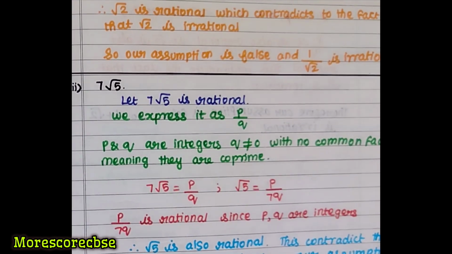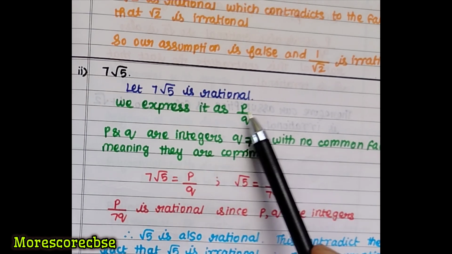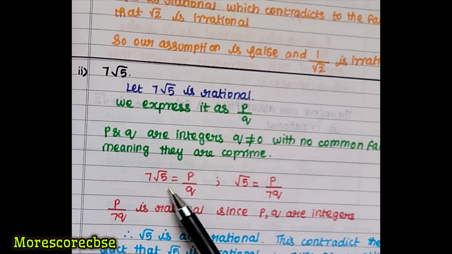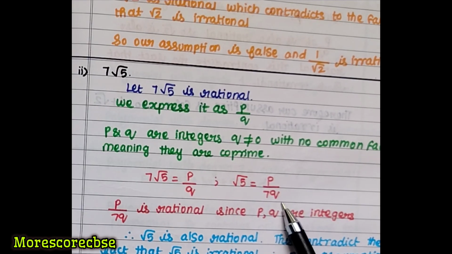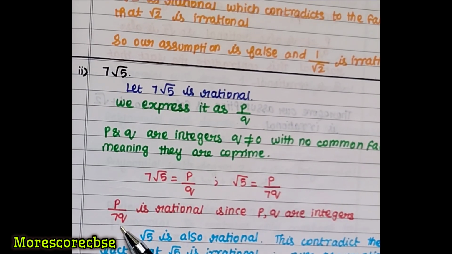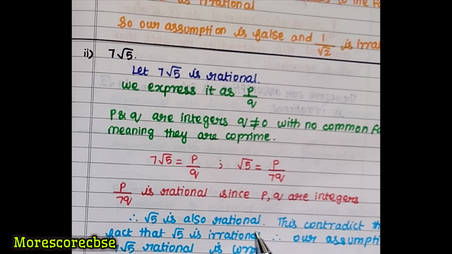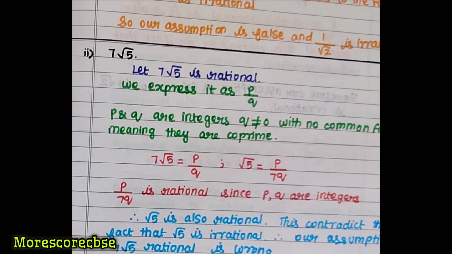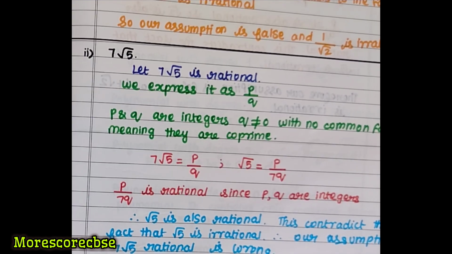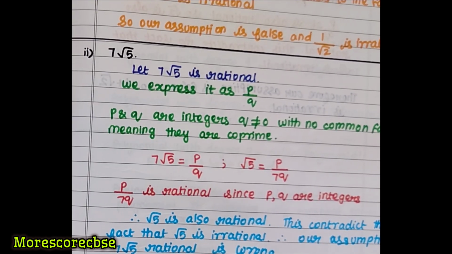Next sum, 7 root 5. Let us take 7 root 5 as a rational number and express it as p by q. So 7 root 5 is equal to p by q. So root 5 is equal to p by 7q. Since p by 7q is a rational number, root 5 also will be a rational number. So this contradicts the fact that root 5 is an irrational number. So our assumption that 7 root 5 is rational is wrong. So 7 root 5 is an irrational number.